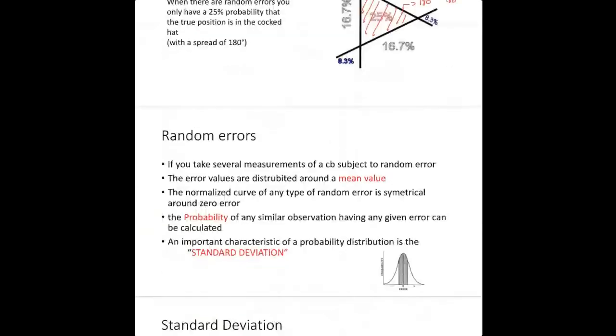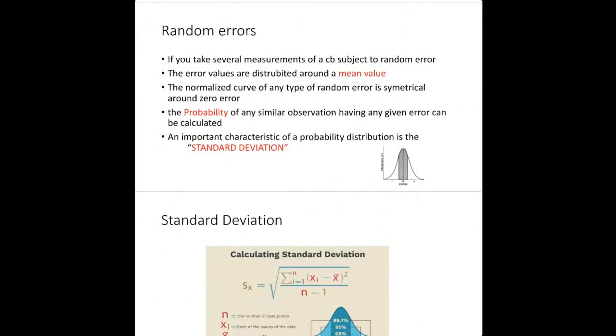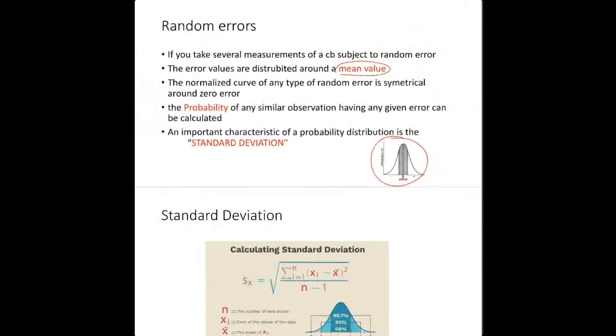Okay. Voilà. Now, when we talk a little bit about random errors, when you take several measurements of a celestial body subject to a random error, the error values are distributed. This is statistics. This is a statistics course. They are distributed around a mean value. Okay. And the normalized curve of any type of random error is symmetrically centered, as the one you can see here, around the mean value. Okay. And then the probability of any similar observation having any given error can be calculated.